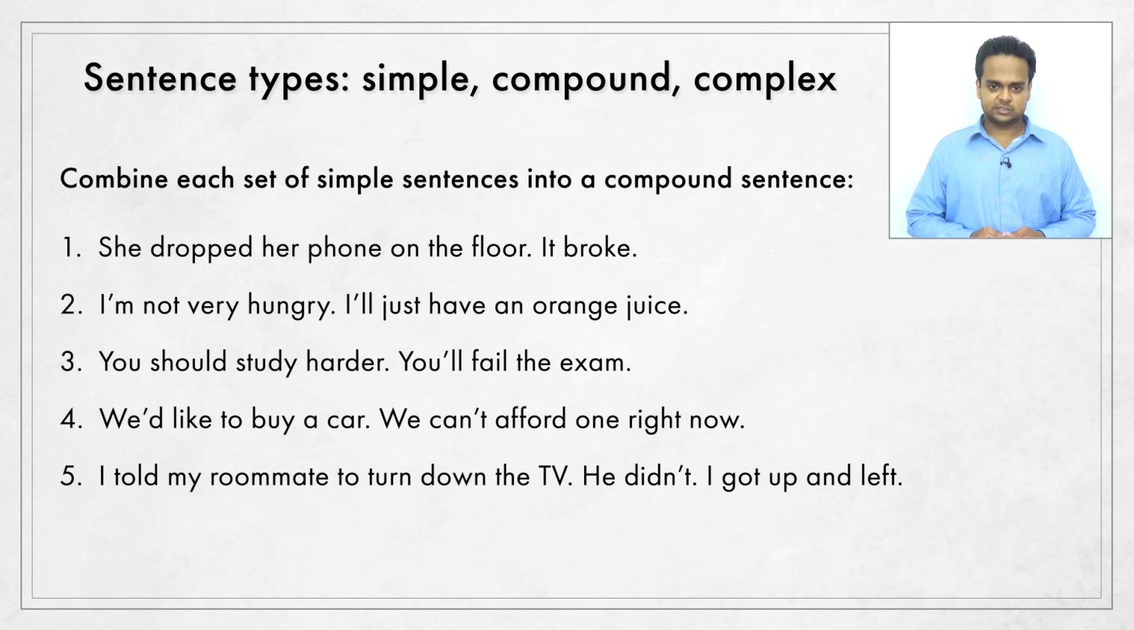Okay, we're going to practice this now. You see 5 items on the screen. In each one, I want you to combine the simple sentences into one compound sentence. Use a coordinating conjunction like and, but, or so to make the compound sentence. Stop the video now, try the exercise, and then play the video again and check.